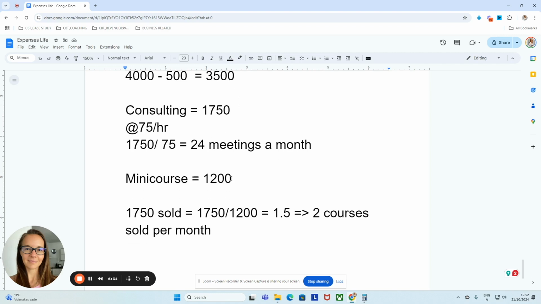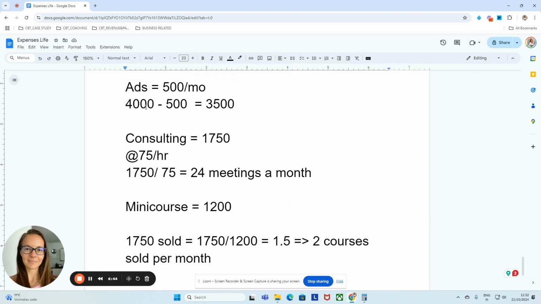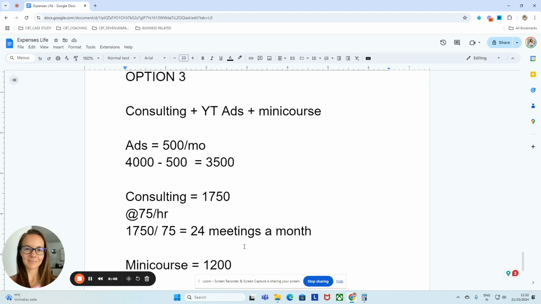If I sell a mini course for $1,200, how many would I need to sell to get to this? Basically 1.4, which is equal to 1.5, which is basically 2 courses per month. So if I sold 2 courses per month, I would easily achieve the 4,000 income that I wanted, based on this option number 3.